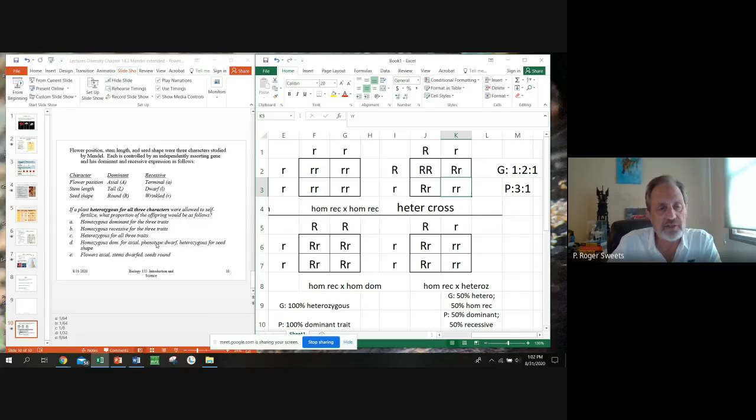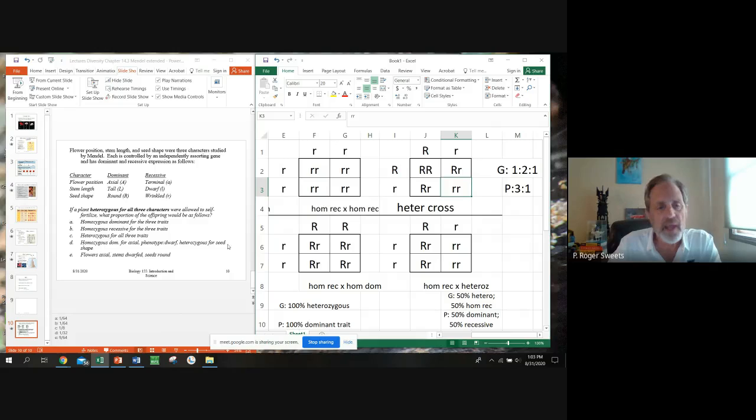Heterozygous dominant for axial. Phenotype dwarf. Heterozygous for seed shape. Ooh, now we're getting crazy, aren't we? All right. I'm going to think about this one a little bit. Homozygous dominant for axial. Okay, well, doesn't matter. I'm still crossing heterozygote. So homozygous dominant, we know, is 1/4, right? The phenotype is going to be dwarf. I got to check and see what my dwarf number is. It's recessive. Okay, so 1/4 for the first one. I'm going to do it again, and the one that has a recessive phenotype, also 1/4.